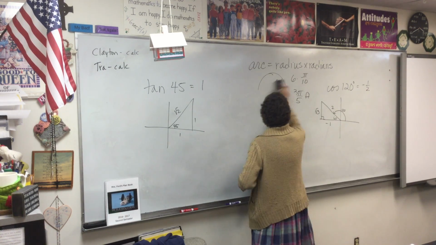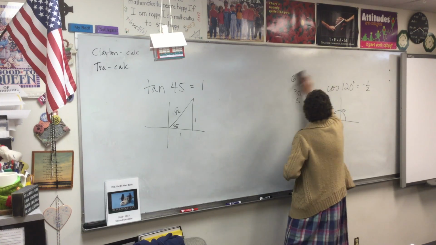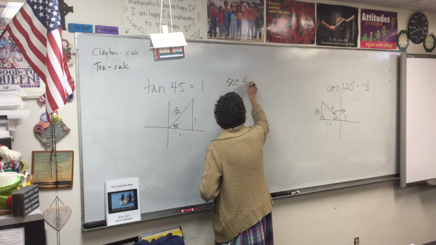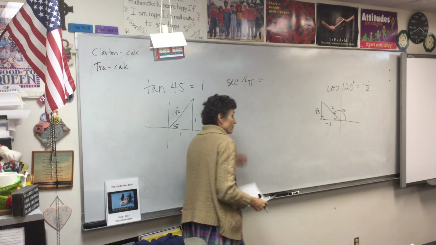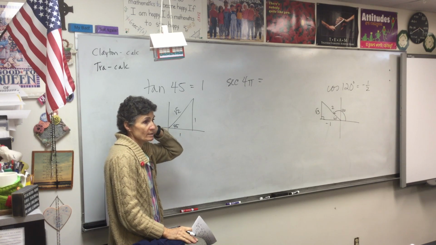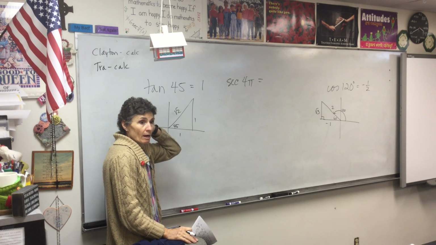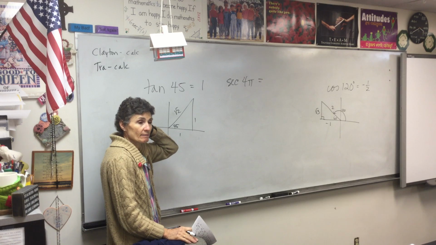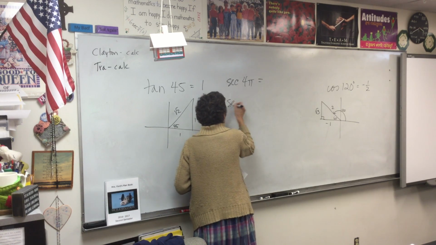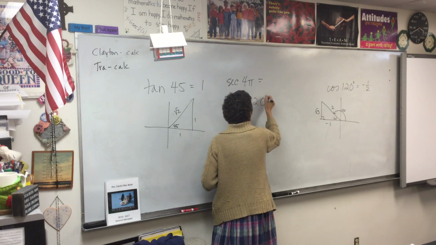Secant of 4 pi. How many degrees is 4 pi radians? I think that was a question on one of the quizzes. 360. No, it's not 360. 720. Yeah, it's 4 180s. So we're finding the secant of 720.